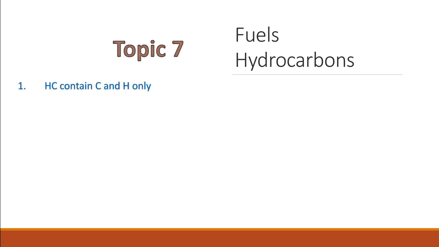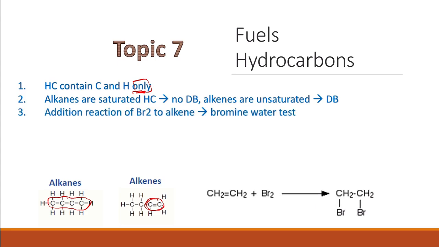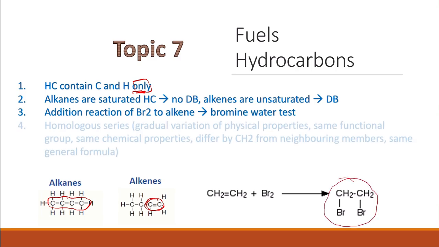Hydrocarbons. Remember that hydrocarbons contain carbon and hydrogen only, and don't forget to write the word only if they ask you what is a hydrocarbon. Remember that hydrocarbons include alkanes, which are saturated hydrocarbons because they don't have any double bond, as we can see. And then we have alkenes, which are the unsaturated hydrocarbons because they have this double bond, which is the functional group of the alkenes. Remember the addition reaction of bromine to alkene, and you should be able to draw the product when bromine is added.